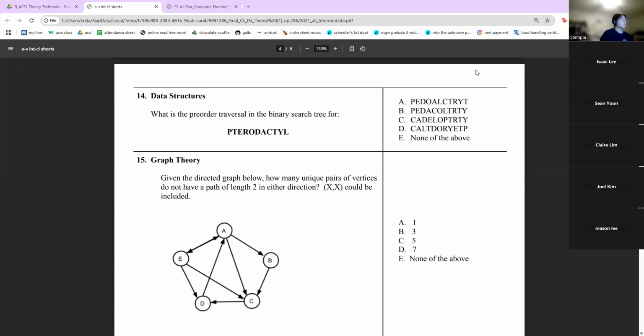All right, number 14, data structures. What is the pre-order traversal in the binary search tree for the word pterodactyl? Okay, let's make our binary tree first.